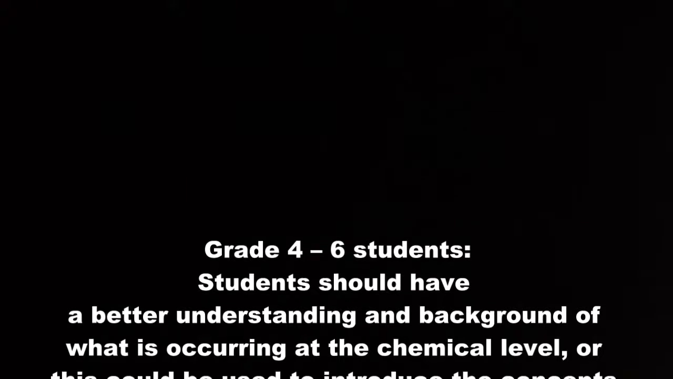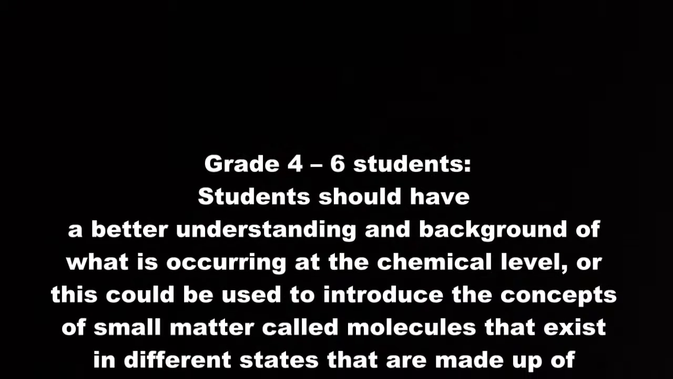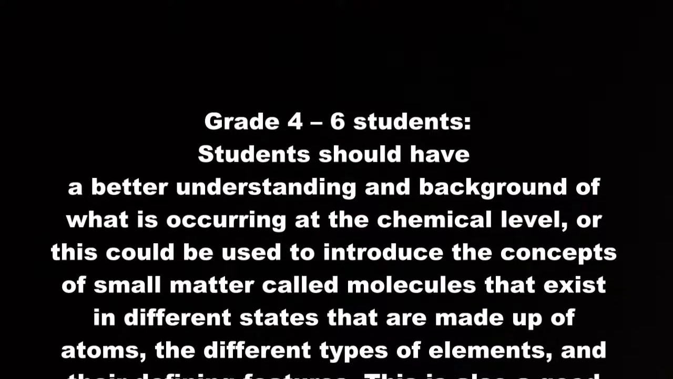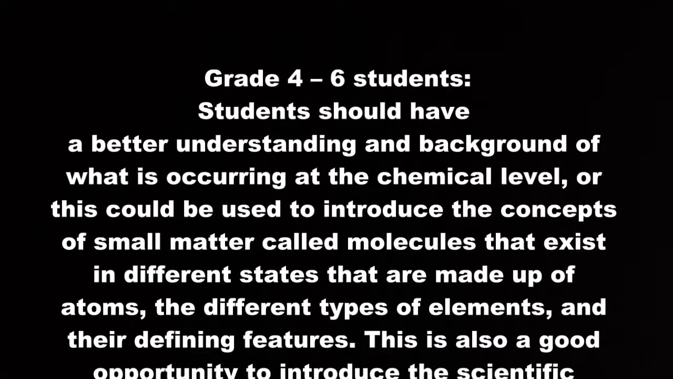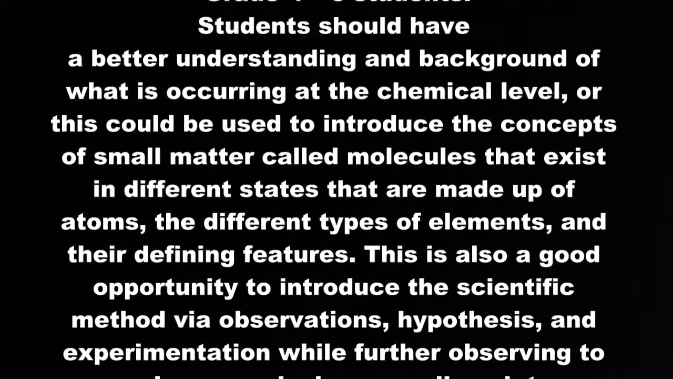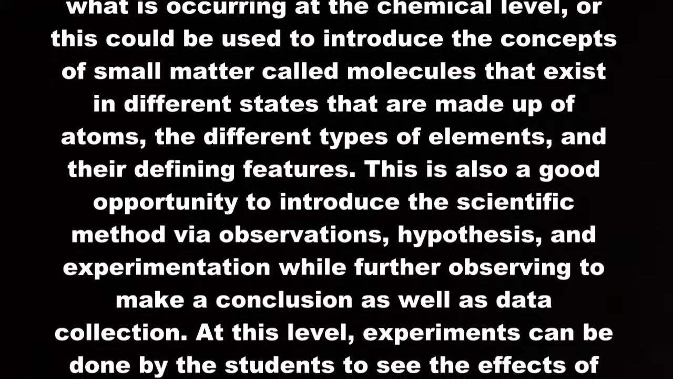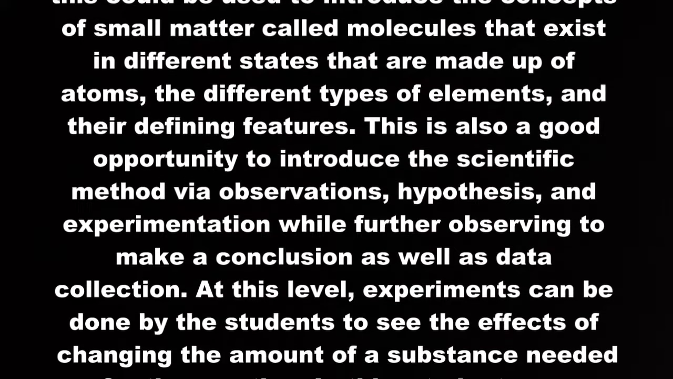For grades 4 through 6, students should have a better understanding and background of what is occurring at the chemical level, or this could be used to introduce the concepts of small matter called molecules that exist in different states that are made up of atoms, the different types of elements, and their defining features. This is also a good opportunity to introduce the scientific method via observations, hypothesis, and experimentation, while further observing to make a conclusion as well as data collection.